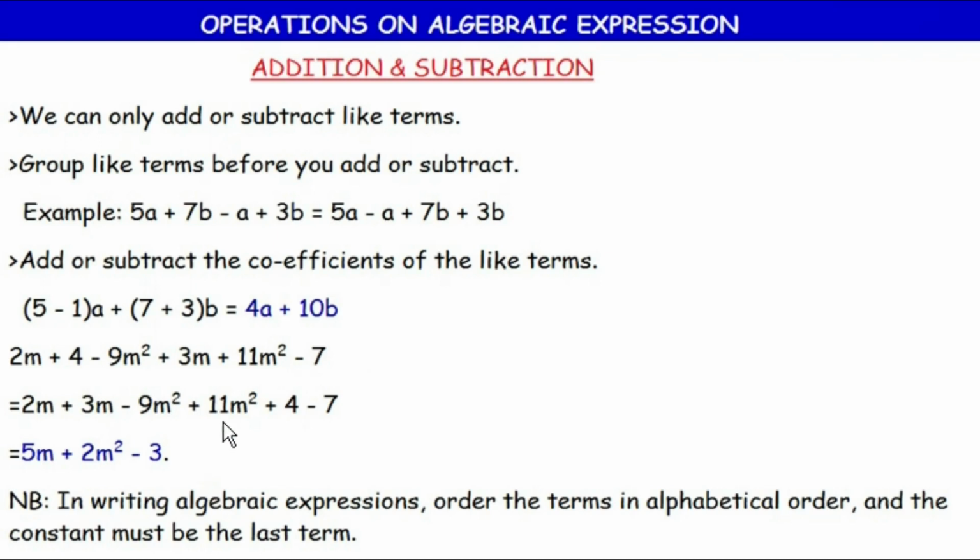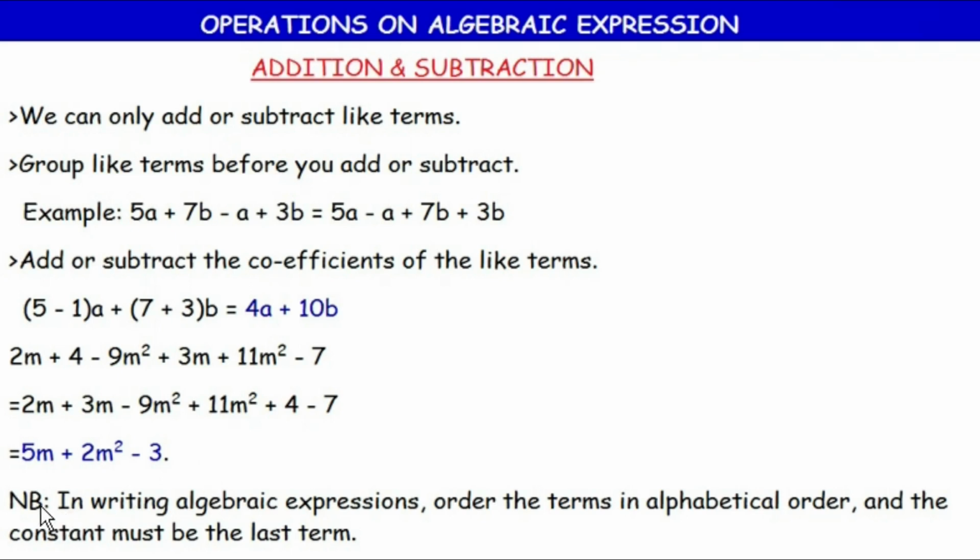So the first thing is to what? Is to group like terms, right? So 2m plus 3m, they are like. Minus 9m squared plus 11m squared, they are also like terms. Plus 4 minus 7, they are also like terms, right? So what is 2m plus 3m? It is 5m. What is negative 9m squared plus 11m squared? The answer is 2m squared, so plus 2m squared. And what is 4 minus 7? The answer is minus 3. So that is as simple as that, right?